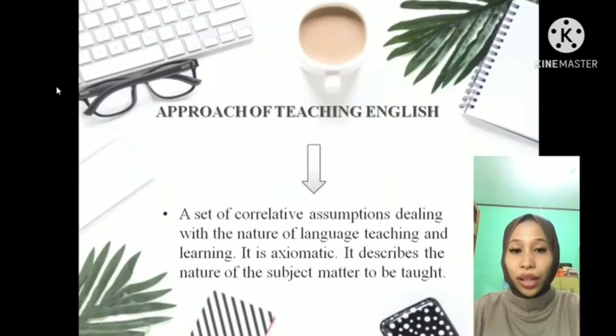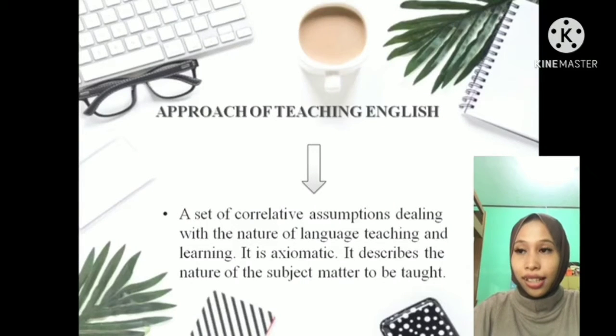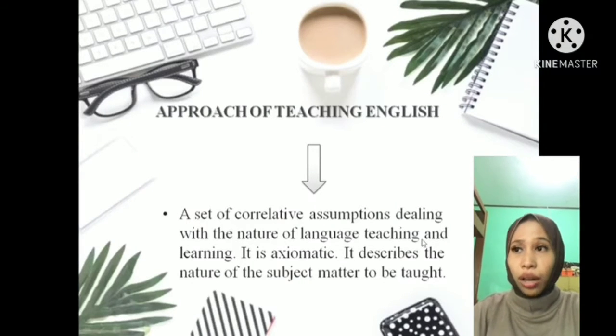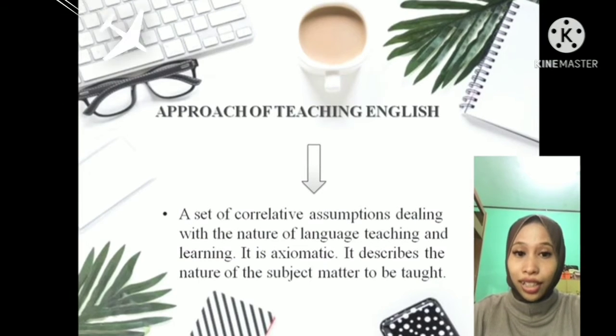So I will explain to you about the approach of teaching English. What is the definition of approach of teaching English? A set of correlative assumptions dealing with the nature of language teaching and learning. Is it axiomatic? It describes the nature of the subject matter to be taught. So, it refers to the theory about the nature of language and language learning that serves as the basis of practice and principle in language teaching.